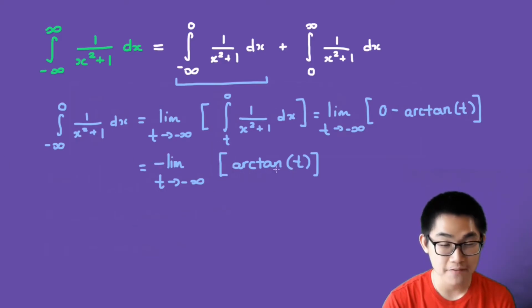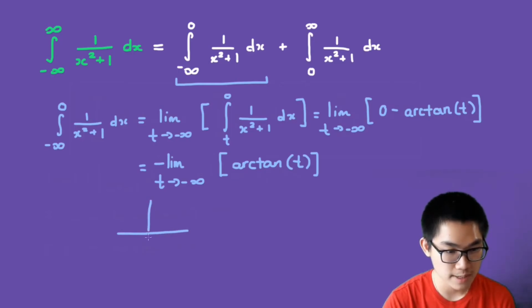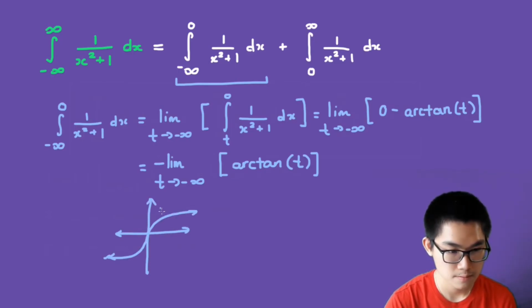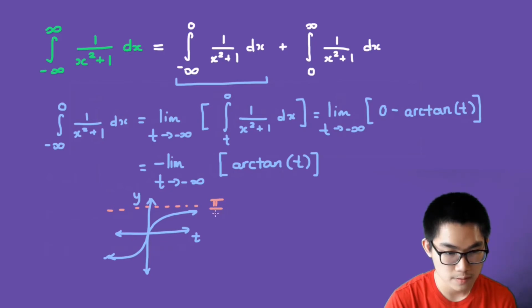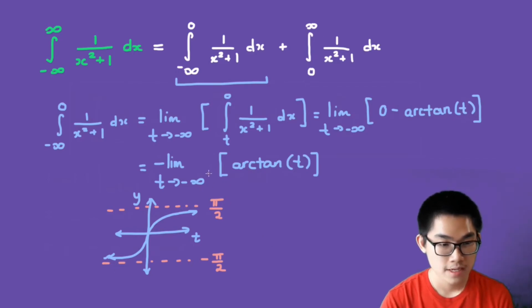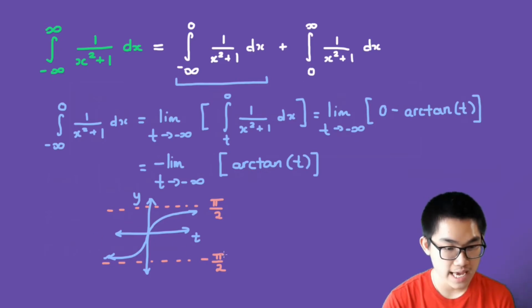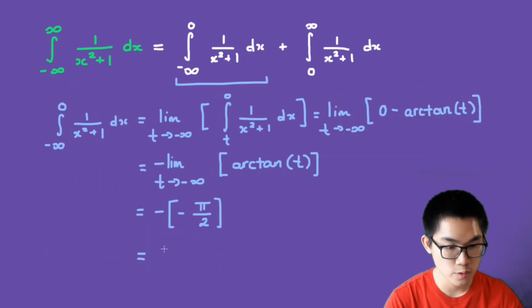So what is the graph of arctan? It is going to look something like this, where this is t, this is y, and there is a horizontal asymptote here of pi over 2. And down here, there is an asymptote of negative pi over 2. So this graph will never exceed this line or exceed this line below. And because of that, as t approaches negative infinity over here, we know that it is going to approach negative pi over 2. So this integral will produce pi over 2.